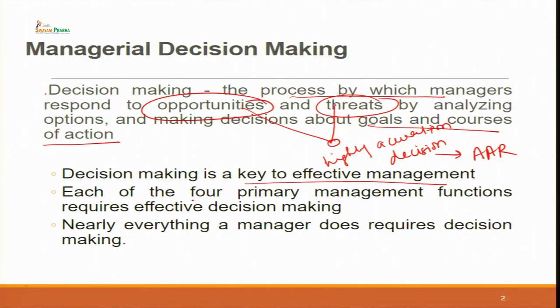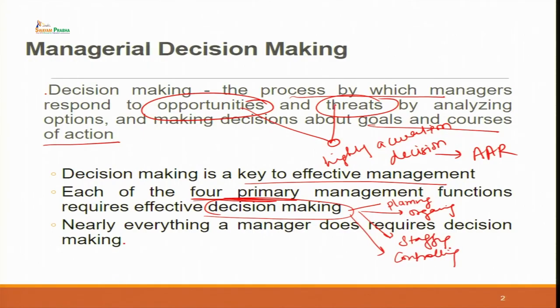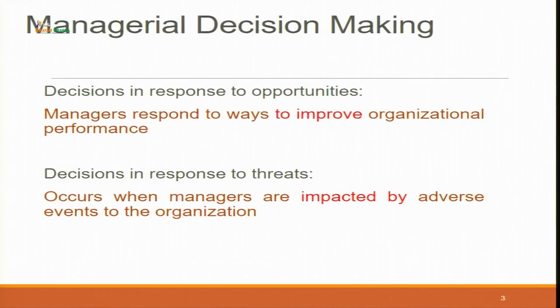Another key characteristic of decision making is that it is amongst the four primary management functions, and each function has to go for effective decision making. Like, we need to have effective decision making while we go for planning, organizing, staffing, and then finally for controlling. For all these managerial functions, we need the right kind of decision making, and nearly everything a manager does requires decision making. There is also a term in decision making that is judgment. What a manager does is a judgment of things, that is, he does a lot of brainstorming or thinking to reach a conclusion on which one is the most appropriate outcome or course of action.